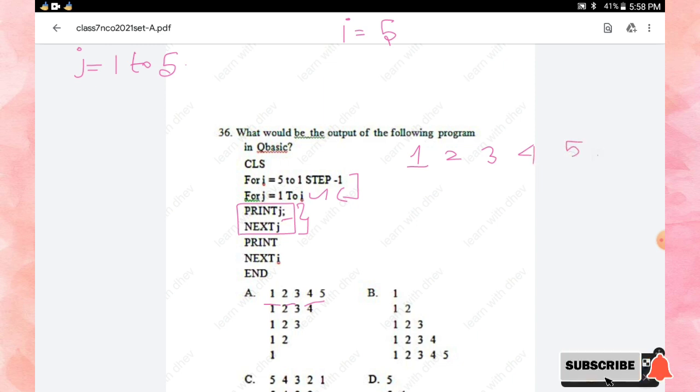Right. So afterwards, the J gets incremented. So what will happen? J gets incremented, becomes 6 to 5. So condition is false here. So the inner loop execution will exit. The inner loop execution will stop and it will come to this point, print. So this print statement helps you to move the cursor to the next line, right?